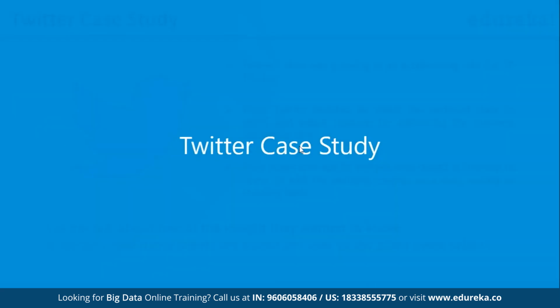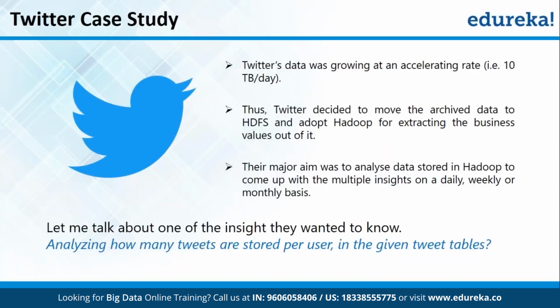But before that, we need to understand the problems that Twitter had. The very first thing is that Twitter's data was growing at a very fast pace, almost 10 TB per day. This is an old reading. However, if you find out today's rate, it would be much more than this. So it became important for Twitter to analyze this data and get insights out of it. Hence Twitter decided to move the archived data into the Hadoop distributed file system. They started using Hadoop, they dumped this data to HDFS, and now they wanted to analyze this data and extract multiple insights on a daily, weekly or monthly basis, right?